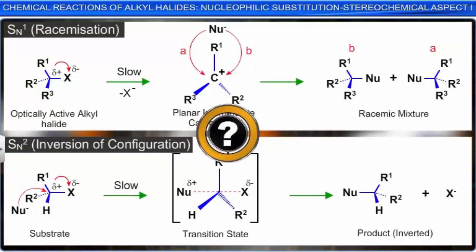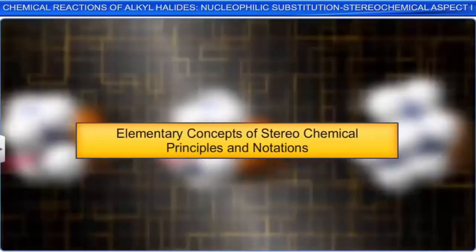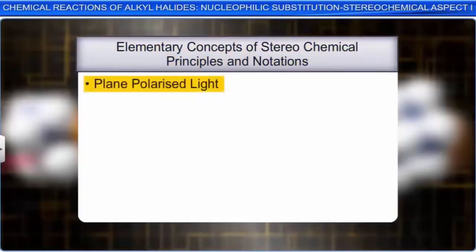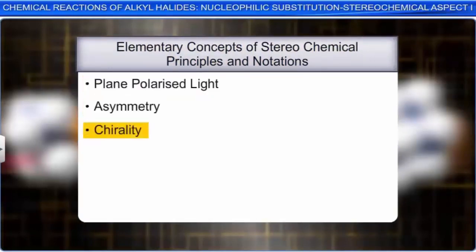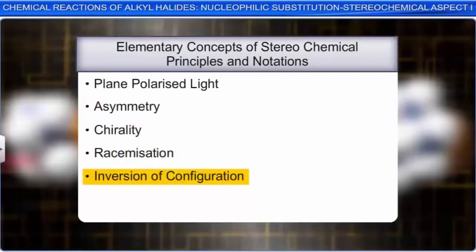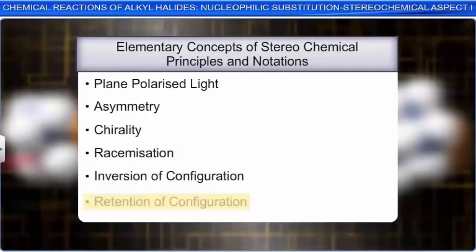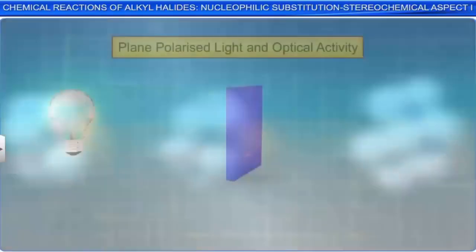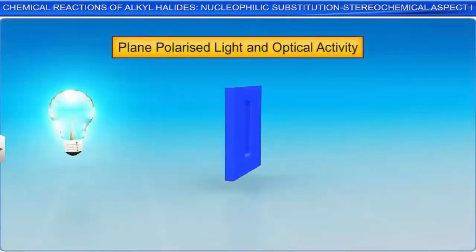In order to understand these concepts, we need to learn some elementary concepts of stereochemical principles and notations, such as plane polarized light, asymmetry, chirality, racemization, inversion of configuration, and retention of configuration. Let's start our discussion with plane polarized light and optical activity.